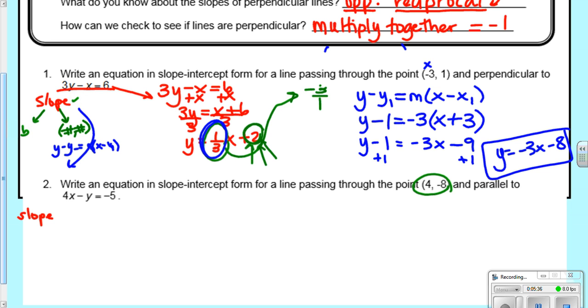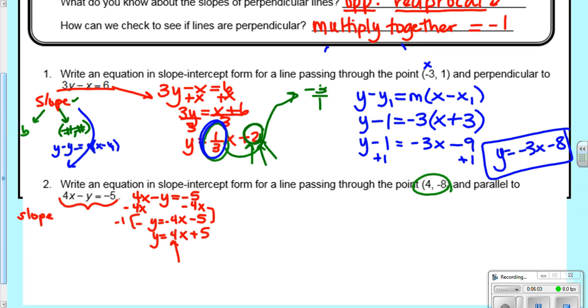Okay, so I'm going to take this equation, solve it for y. I'm just going to rewrite it first. So I'm going to subtract 4x, so negative y equals -4x minus 5. I'm then going to multiply everything by -1, so y equals positive 4x plus 5. All right, so I know that the slope of this line is 4, but what do I want the slope of my line to be?